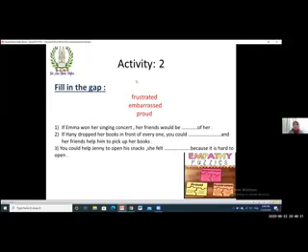Fill in the gap. There are 3 words: frustrated, embarrassed, proud, and there are 3 sentences, and we will complete the gaps with these 3 words. Yes, just write the initial letter. Number 1, if the answer is frustrated, for example, write F. If the answer is embarrassed, write E. Okay, write your ideas in the chat box, please.